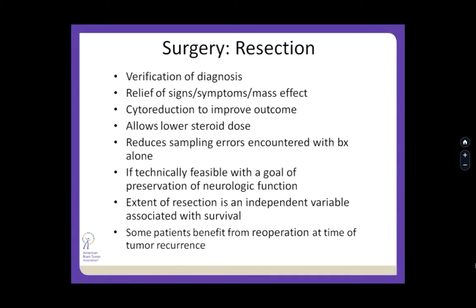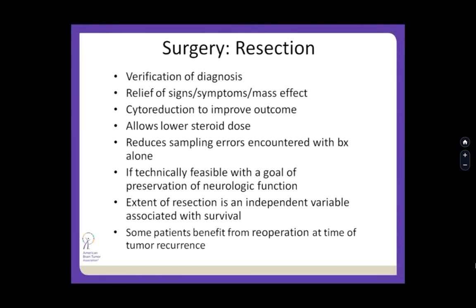We already talked about reducing sampling errors because you get a bigger piece of tissue. So it should be done if it's technically feasible with the goal of preservation of function, and as long as there's an acceptable level of risk. The extent of resection, if it's large enough, is an independent variable associated with a longer survival. So that means if you can get what we call a gross total resection, which is everything that we can see on the MRI scan is gone, or very close to it, like 80 to 90% of what we can see, or maybe slightly less than that, you will likely have an improved overall survival.